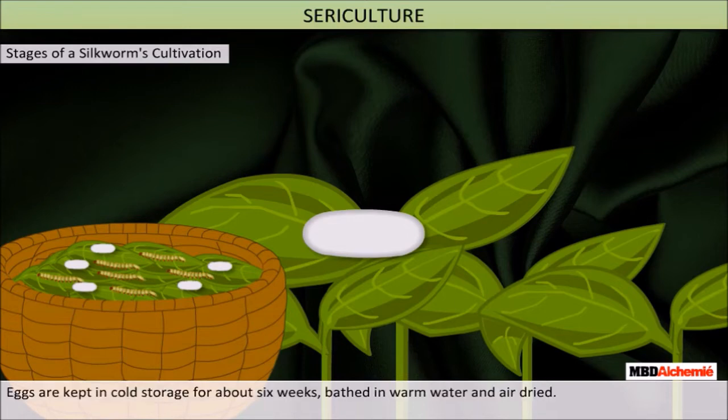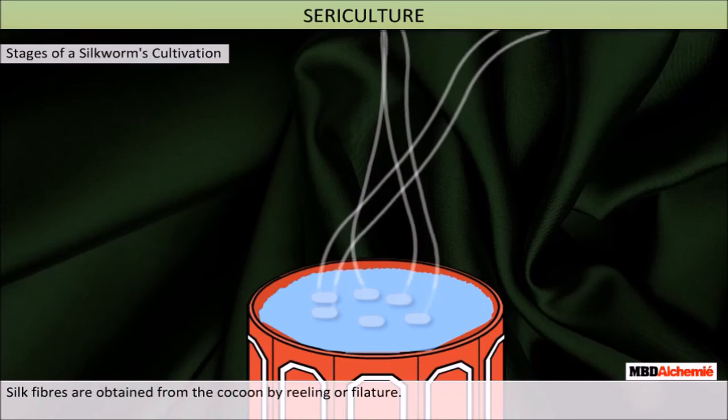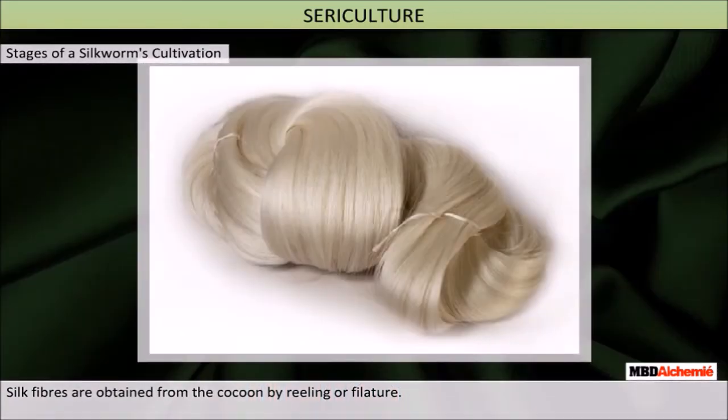Eggs are kept in cold storage for about 6 weeks, bathed in warm water and air-dried. Worms are placed on bamboo trays covered with straw mats and mulberry leaves. Cocoons are collected and boiled in hot water or treated in ovens. Silk fibers are obtained from the cocoons by reeling or filature.